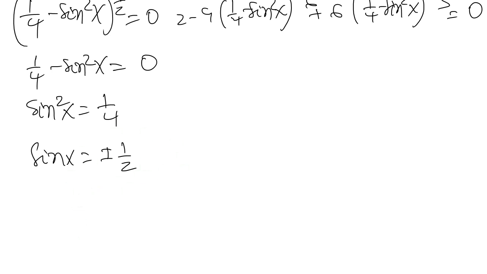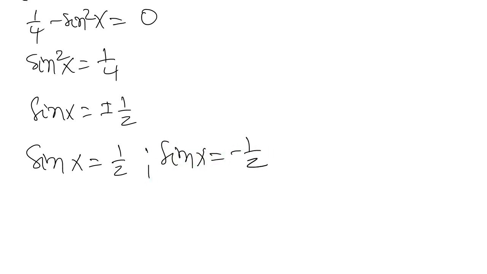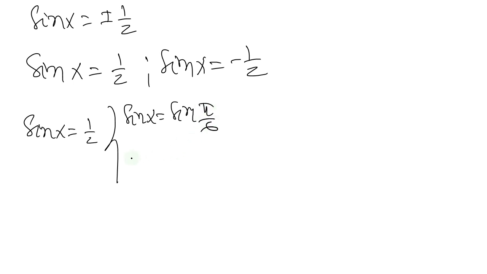And then from here, if you go and watch the first video, we're going to have sine of x, right? So let's solve this. 1/2, right? And then sine x equals negative 1/2. Let me write this in a different way. If sine x is equal to 1/2, it means sine x equals sine of pi over 6, or sine x equals sine of 5 pi over 6, right?